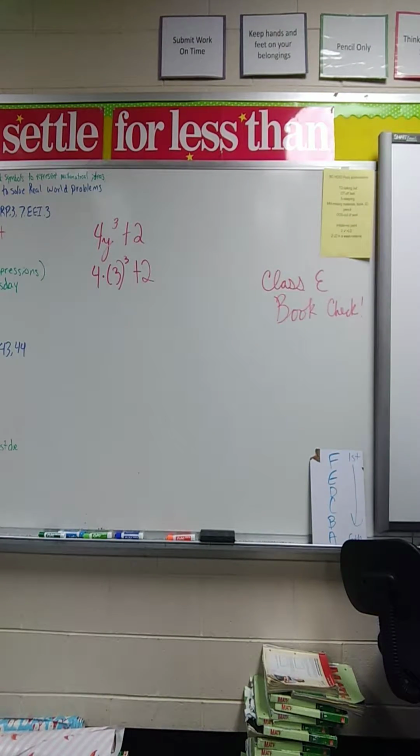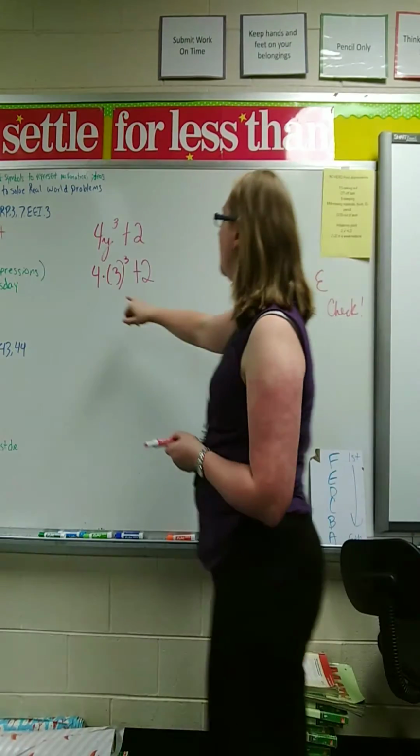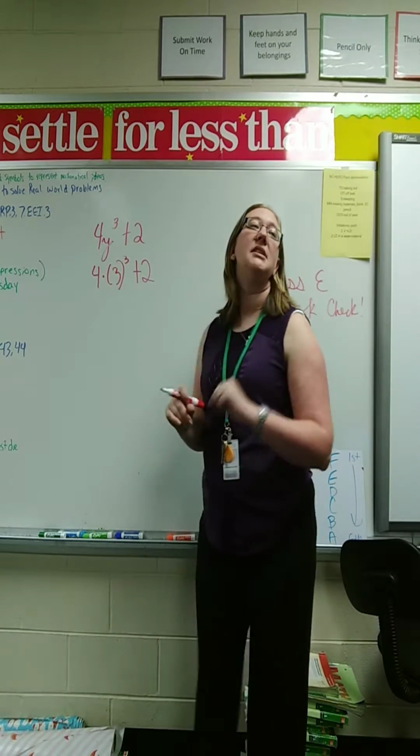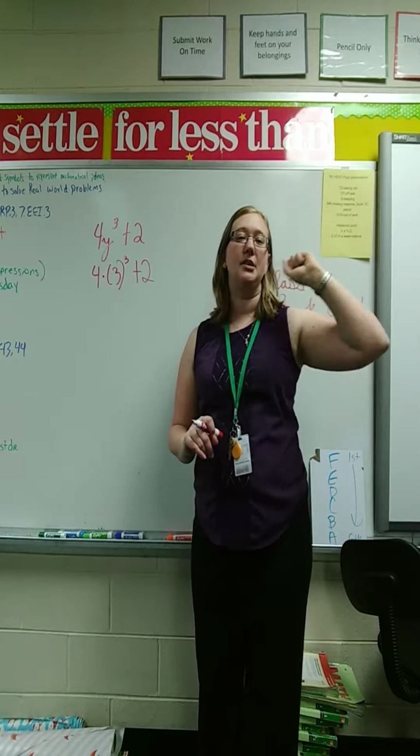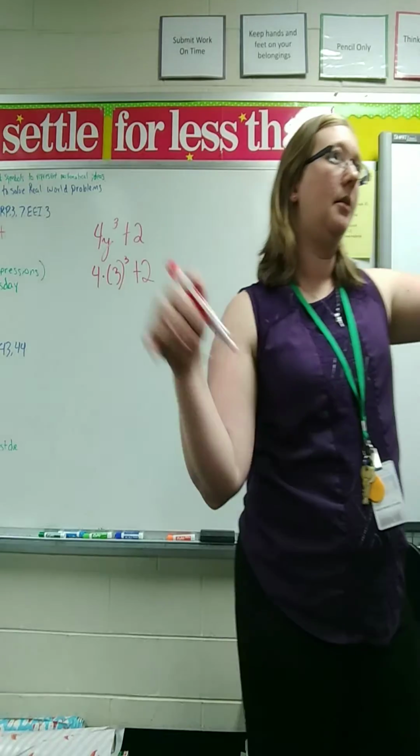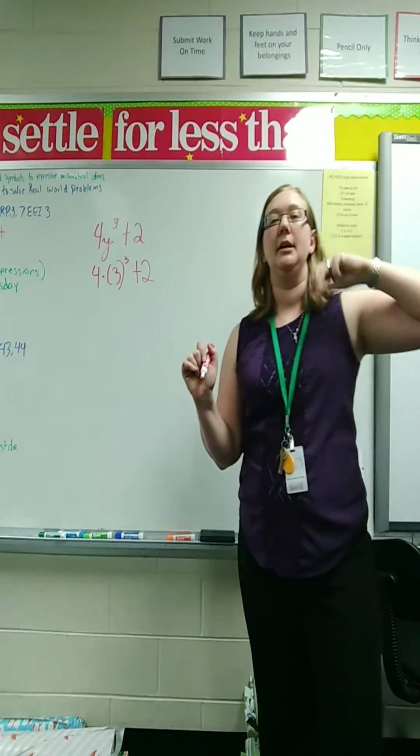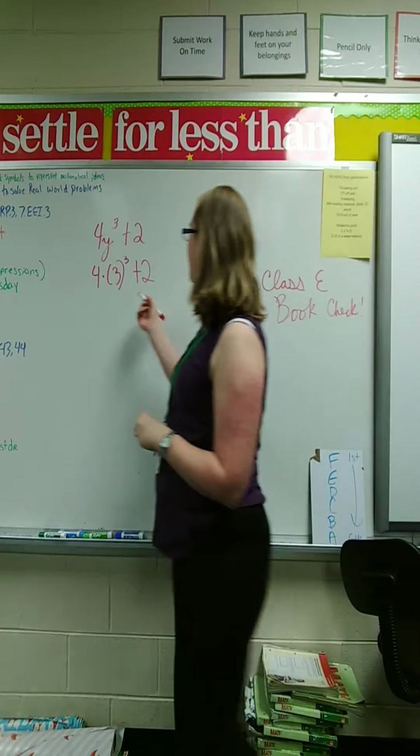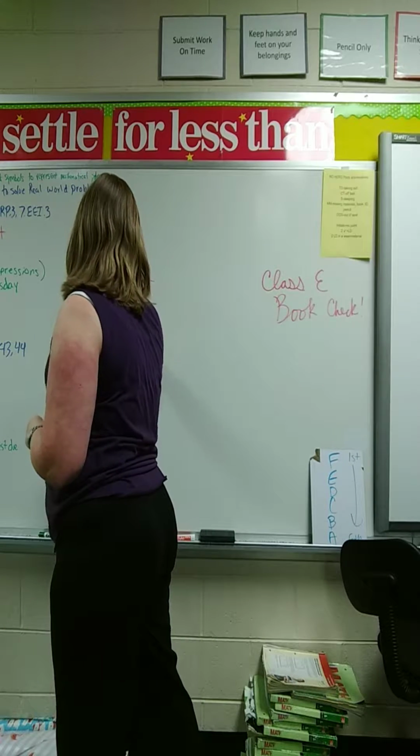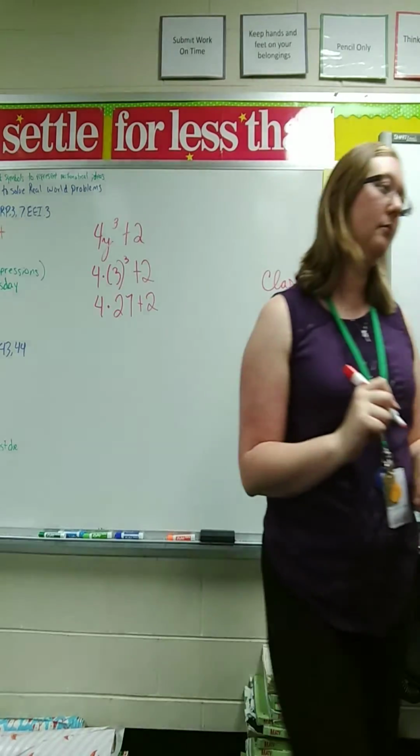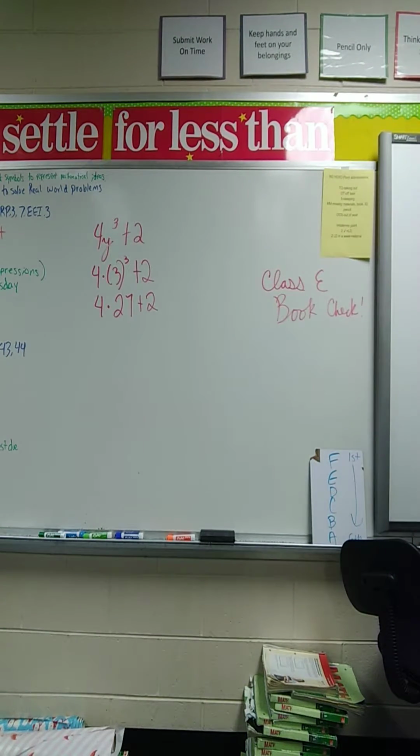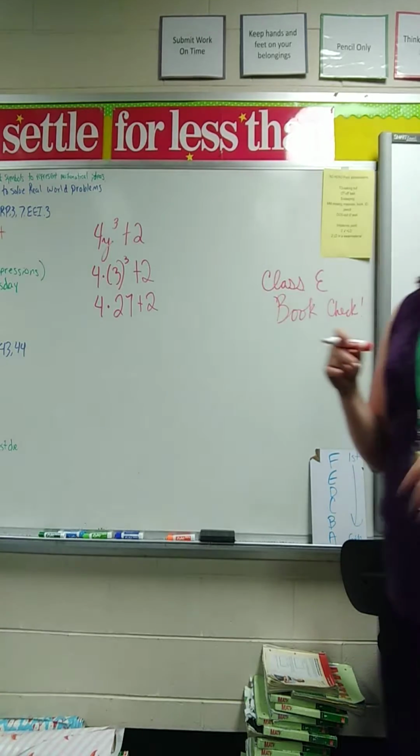My order of operations says that I need to take 3 to the 3rd power. That means that I have 3 times 3 times 3. So let's break it down. What is 3 times 3? 9. What is 9 times 3? 27. So I have 4 times 27 plus 2. Alright. What is 4 times 27? 4 times 27 is 108.